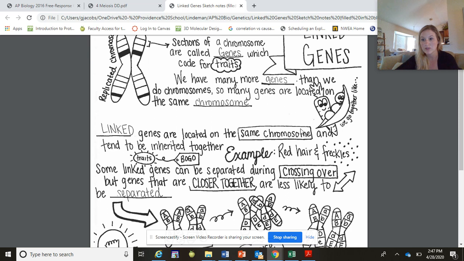Sex linked is a type of linked trait where we see things that travel together because they're located on the same chromosome. So things like boys having more color blindness is a linked trait.